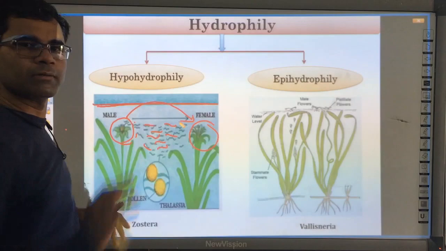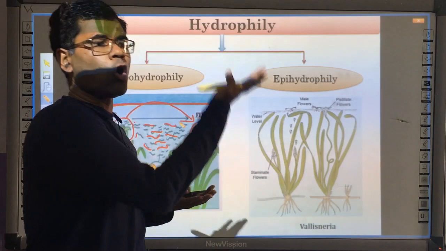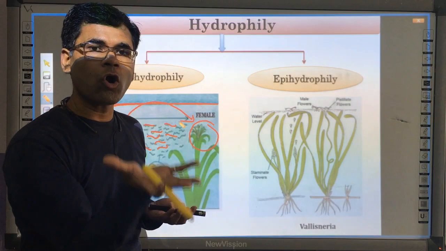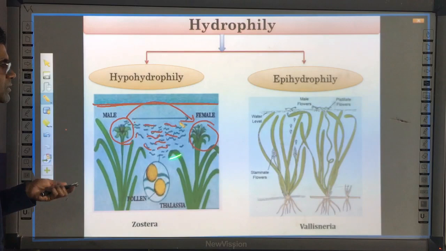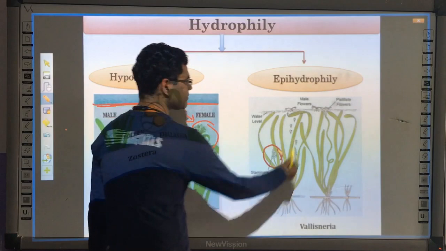Right. Another one is called epihydrophily. Epihydrophily means the pollen grain floats on the surface, and here the female flower is present on the surface of water. Here, in the earlier case, both male and female flowers are present inside the water. Here the male flower is inside the water, as you can see here, these are the stamens. Male flowers and female flowers are present on the surface of water.